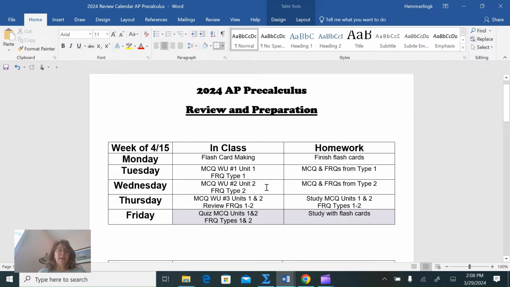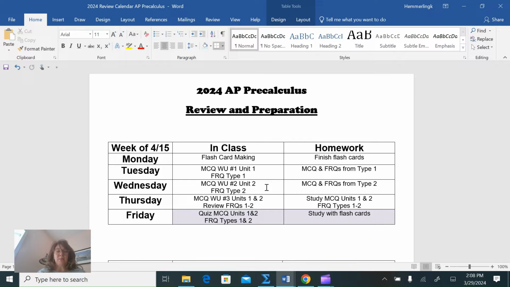Same thing on Wednesday. We'll start with a multiple choice warm up. And again, that'll be timed. And I'm going to be looking for multiple choice questions from Unit 2. Then I'll give them 3 to 4 examples of FRQ type 2. We'll talk about the task model, what they should be prepared for FRQ question number 2, and then they'll have the rest of the time period and that evening to focus on that task model and those multiple choice questions. And then on Thursday, they'll just have the hour to ask me questions, keep working on the task models, looking at free response questions 1 and 2.